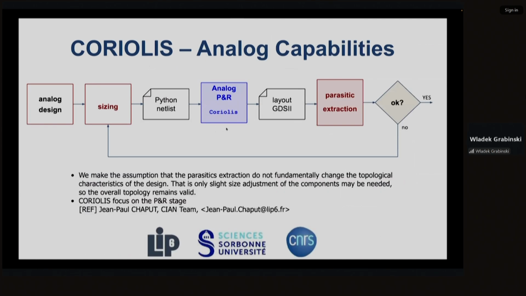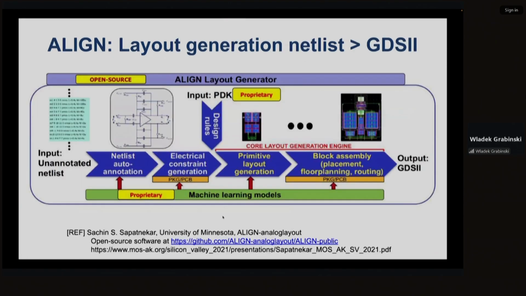In Europe, we have another alternative for analog design automatization. This is developed by the LEAP6 laboratory at Sorbonne University, coordinated by Jean-Paul Chaput. If you would like to join this initiative, just contact Jean-Paul. This is yet another attempt to automatize the analog design flow.